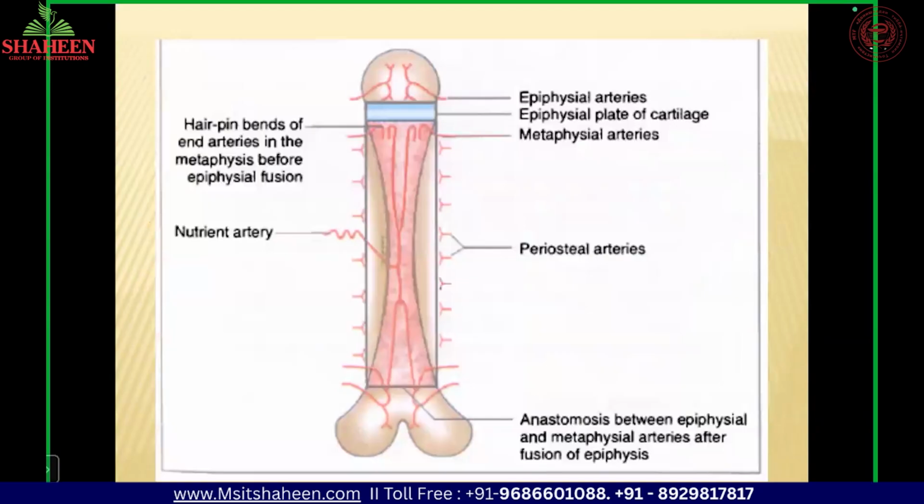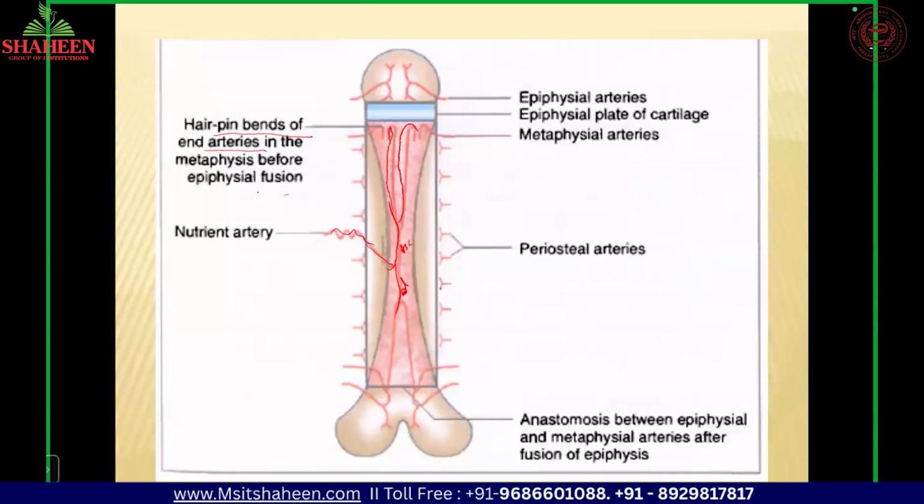So this is the nutrient artery, which enters through the nutrient foramen. Here it will move up and down. This is the ascending branch. This is the descending branch. It goes like this and forms a hairpin, a hairband. Those are the hairbands of end arteries in the metaphysis before the epiphyseal fusion.